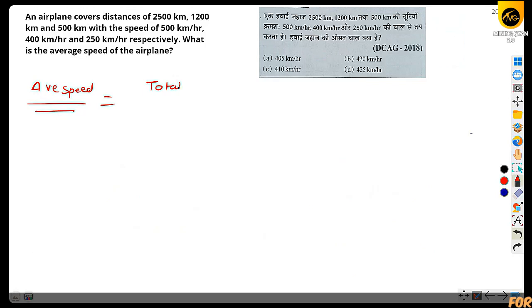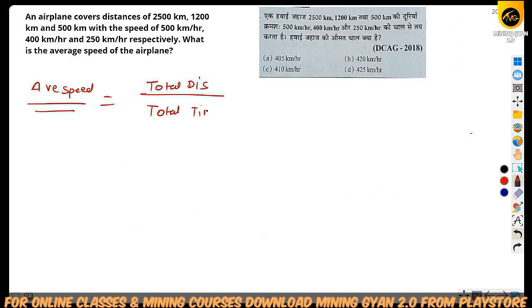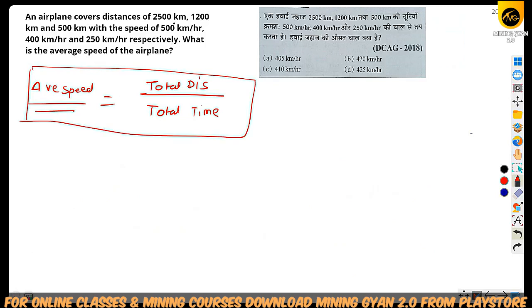Total distance. In this case we have different distances, so you have to use the conventional formula: average speed is equal to total distance divided by total time interval. Because in this case we have different distances, that is 2500 kilometer, 1200 kilometer, 500 kilometer, that's why you have to use the conventional formula, total distance divided by total time.